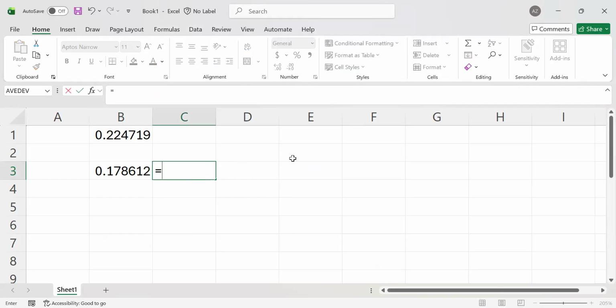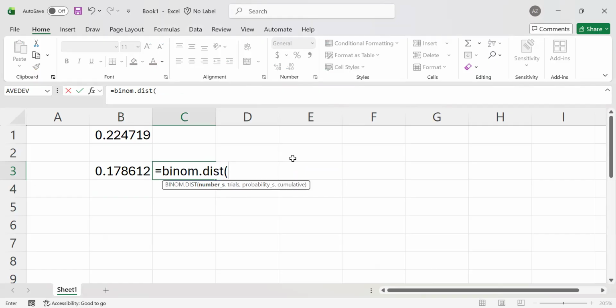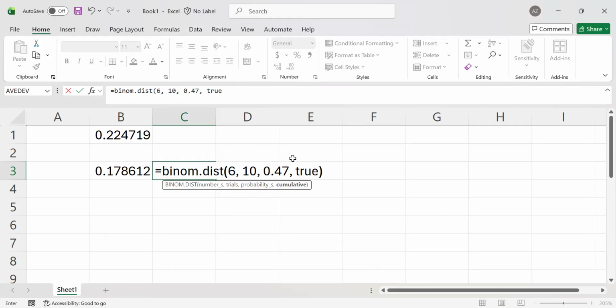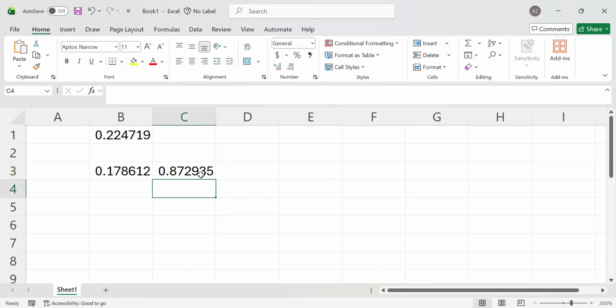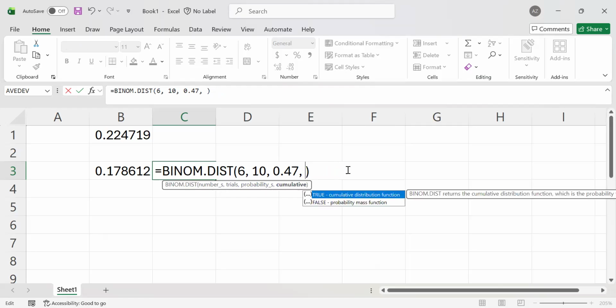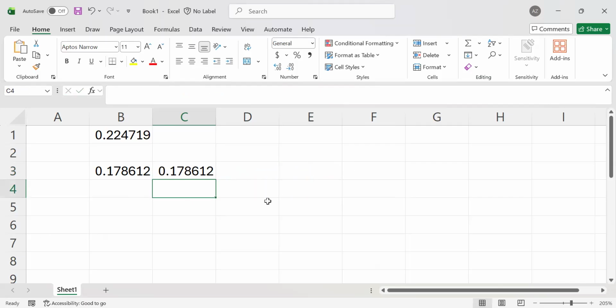So we get 0.1786. And if you want to double check, we can use the binomial distribution function. The number of successes will be 6, trials 10, probability of success 0.47. We're not accumulating; we are looking for the probability density function at that given point. So it's 0.1786 here. The answer to the first part is 0.1786.